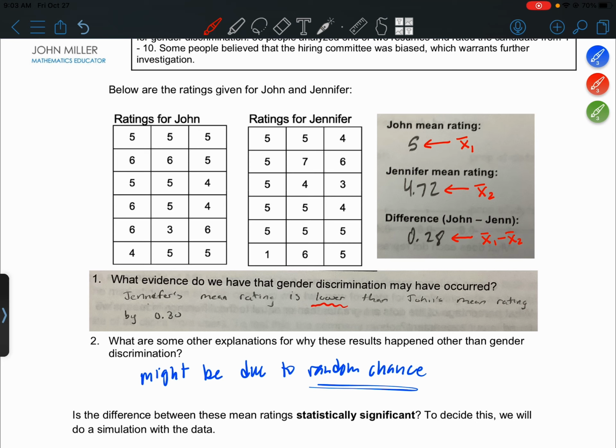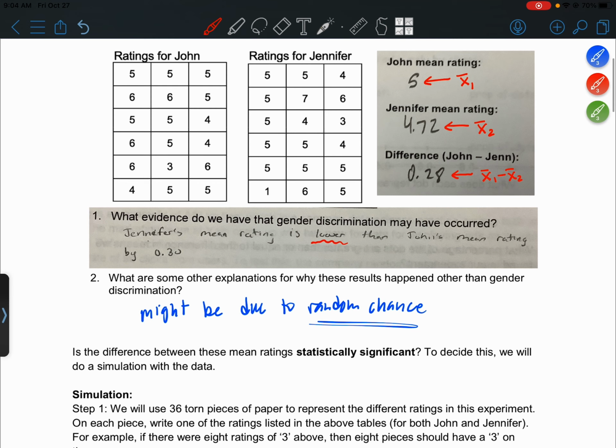And so this activity is going to take us through a similar approach, right? We want to try to figure out whether the difference 0.28 is unusually high, or is that just a difference that you would expect to happen by random chance? Yeah. So that actually leads to the second question, right?